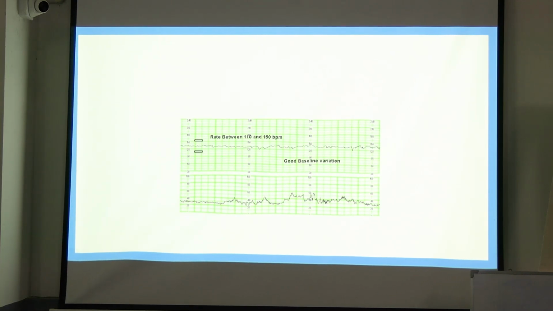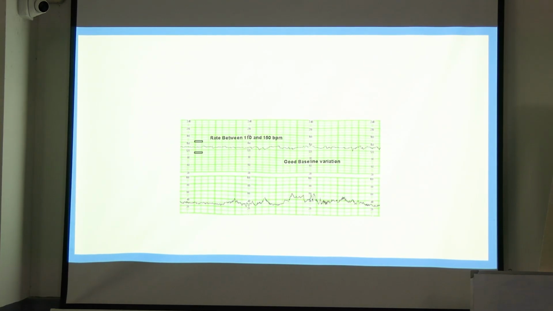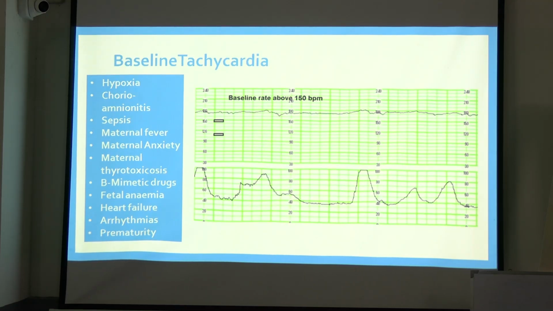Why is that there? Because of the sympathetic and parasympathetic systems working together. That's why variability is there. Here, good variability is there. Small box. I will tell you in this actual CTG tracing.